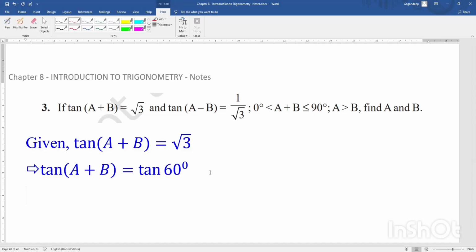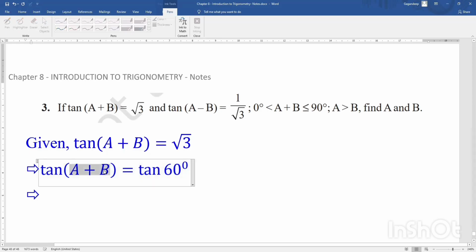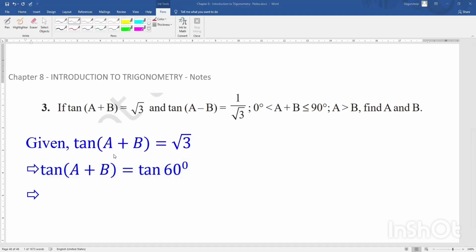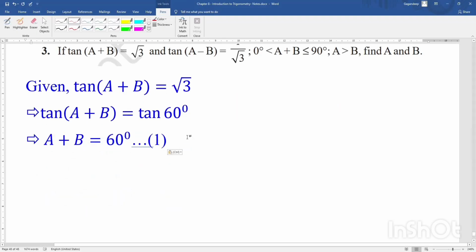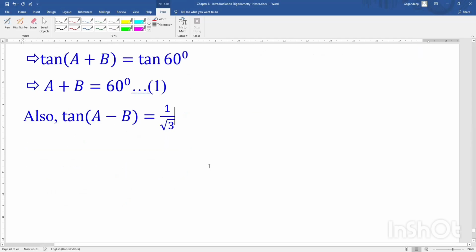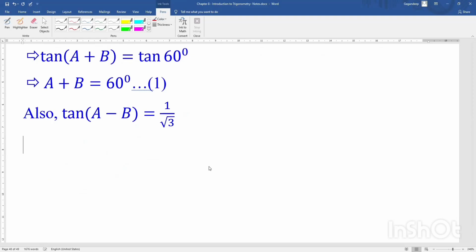Now I can remove the tan from both sides. It means that a plus b will be equal to 60 degree. I can call it equation 1. So a plus b is equal to 60 degree, equation 1. Then also we have tan of a minus b as 1 by root 3, so we write tan of a minus b is equal to 1 by root 3.